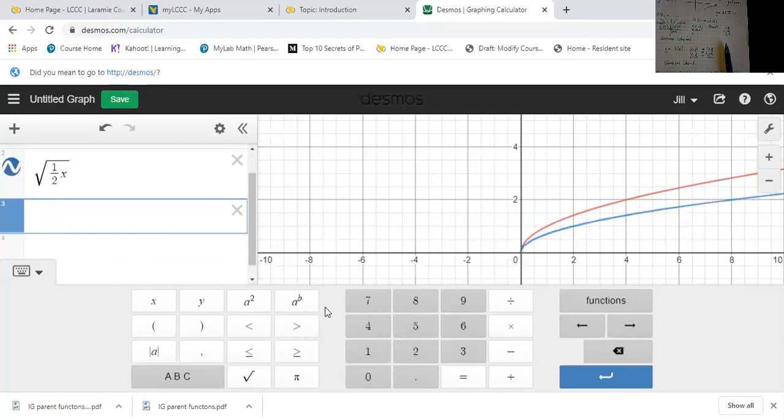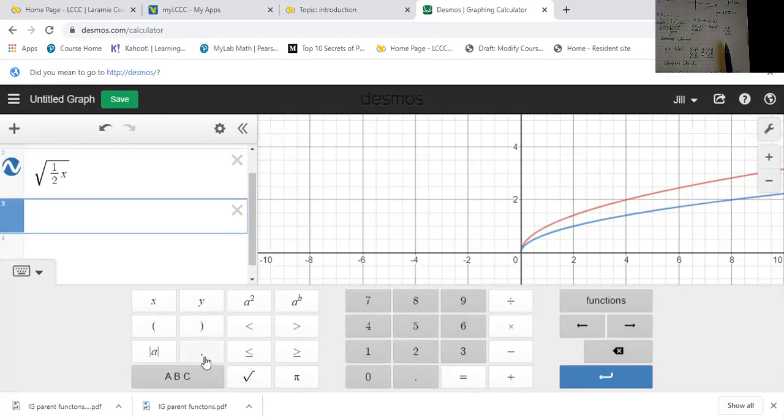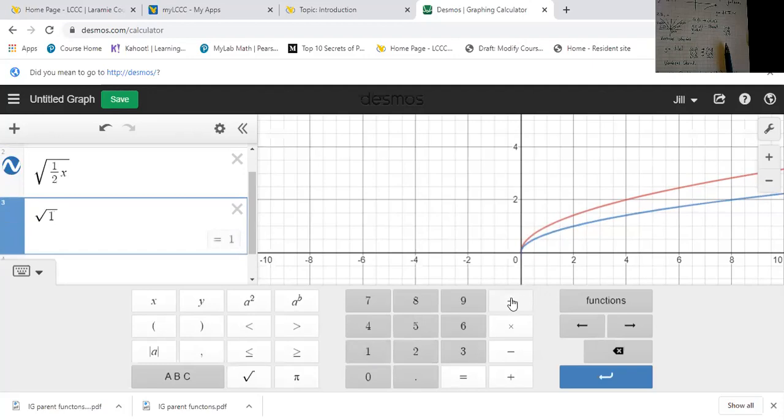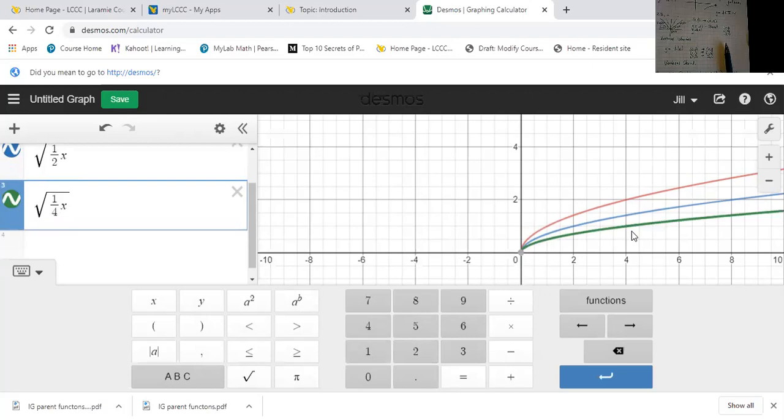If I want to do another one, maybe try 1/4. Again, it's getting closer. So a horizontal stretch gets closer to the x-axis. And then our last one is a horizontal shrink.